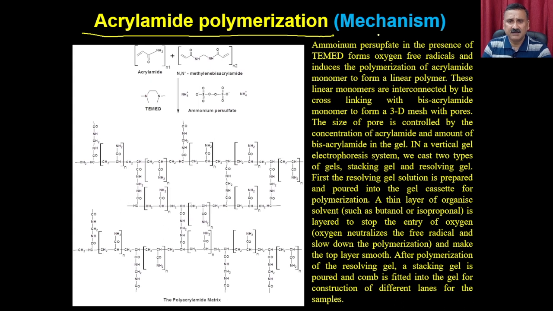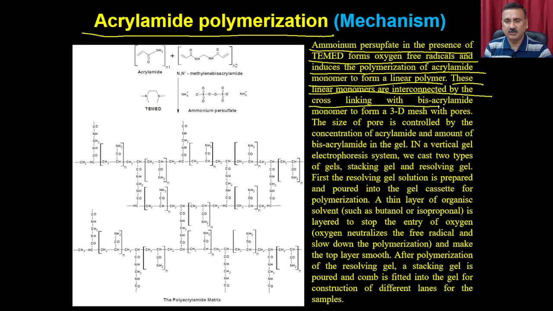There is a complete mechanism in which the acrylamide and bisacrylamide are mixed with TEMED and APS, and that's how the cross-linking is made. The bisacrylamide monomers cross-link these fibers, and that's how they make a network. Ammonium persulfate in the presence of TEMED forms oxygen free radicals and induces the polymerization of acrylamide monomer to form a linear polymer. These linear polymers are connected by cross-linking with the bisacrylamide monomer to form a 3D mesh with pores. The size of the pore is controlled by the concentration of the acrylamide and the amount of bisacrylamide in the gel.